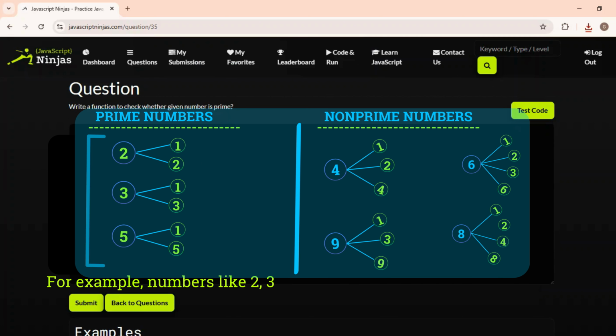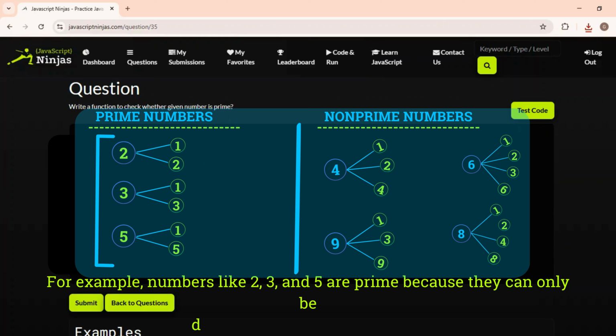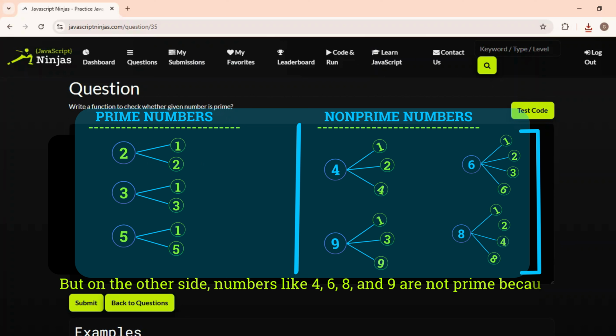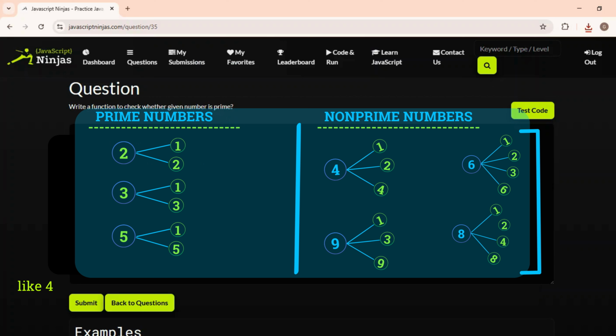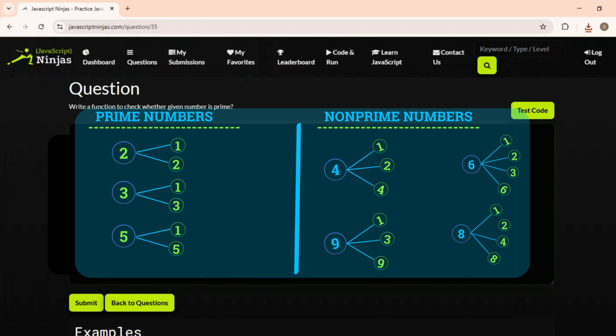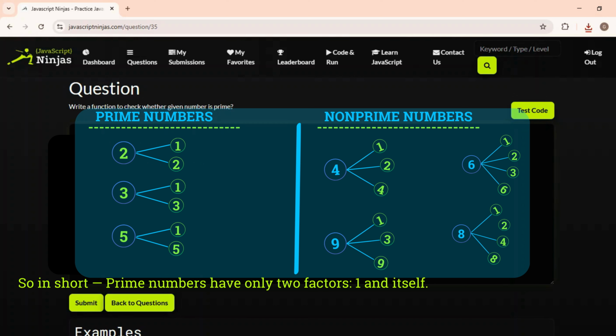For example, numbers like 2, 3, and 5 are prime because they can only be divided by 1 and by themselves. But on the other side, numbers like 4, 6, 8, and 9 are not prime because they're divisible by other numbers too. 4 is divisible by 2, 6 is divisible by 2 and 3, 8 is divisible by 2 and 4, and 9 is divisible by 3. So in short, prime numbers have only two factors, 1 and itself. Non-prime numbers have more than two factors.